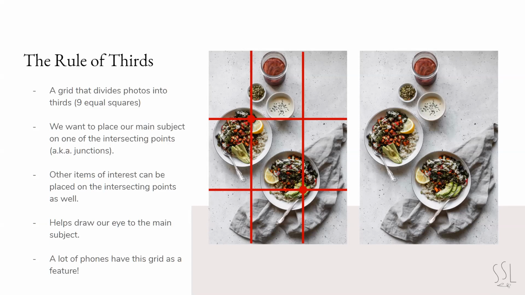So when we are putting a photo together, we want to imagine this grid over our scene, and we want to place our main subject right in one of those 4 intersections on the grid. As you can see, my main subject is the bowl on the bottom, and it's in the lower right intersection. And then I was even able to place another bowl in the upper left intersection to create a really strong composition in my photo.